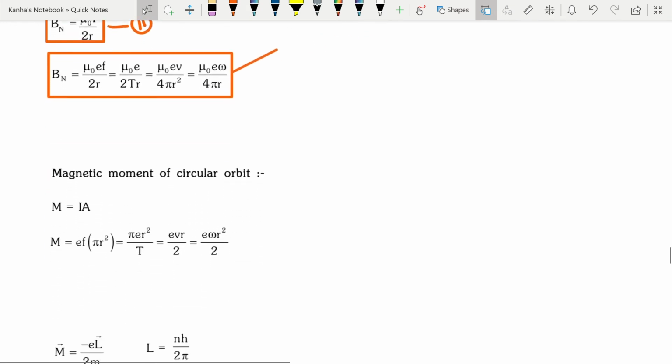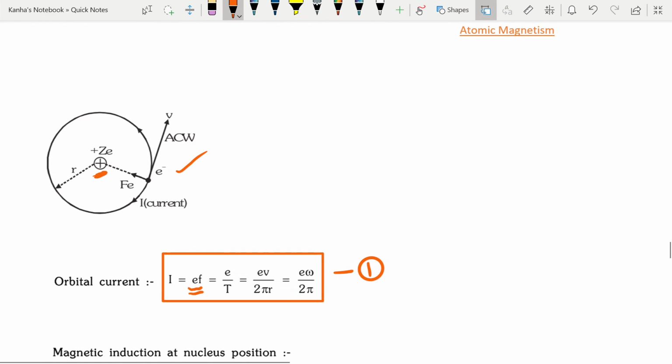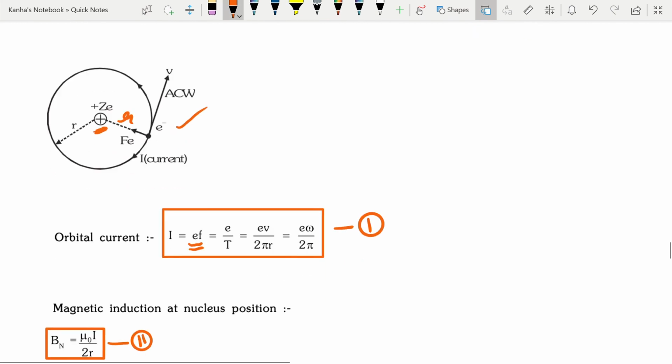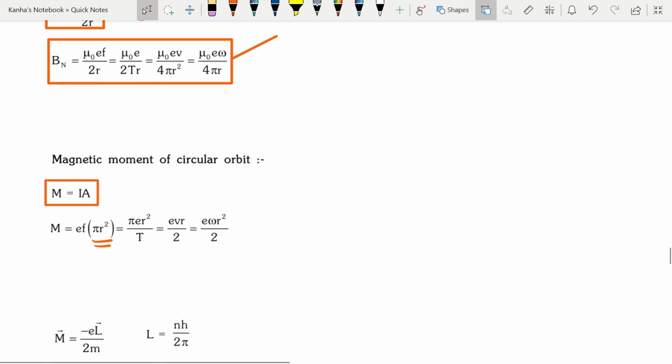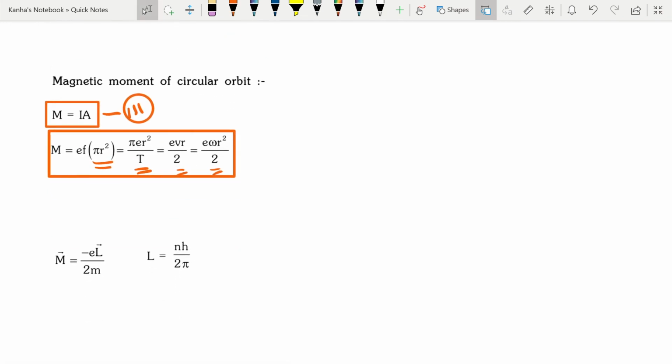The next thing that you should look at is the magnetic moment of this circular orbit. The magnetic moment is again given by M is equal to I into A. Okay, and you can write the area as pi r square, where r is the radius of the orbit. You can write this in terms of the time period T, velocity v, and the angular velocity omega as well. This is not that essential, but you should take a note of this as well. The final form is what is essential.